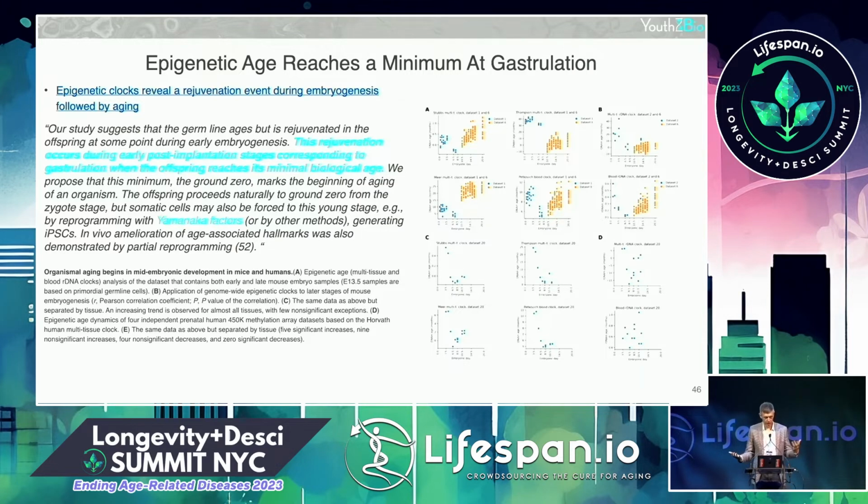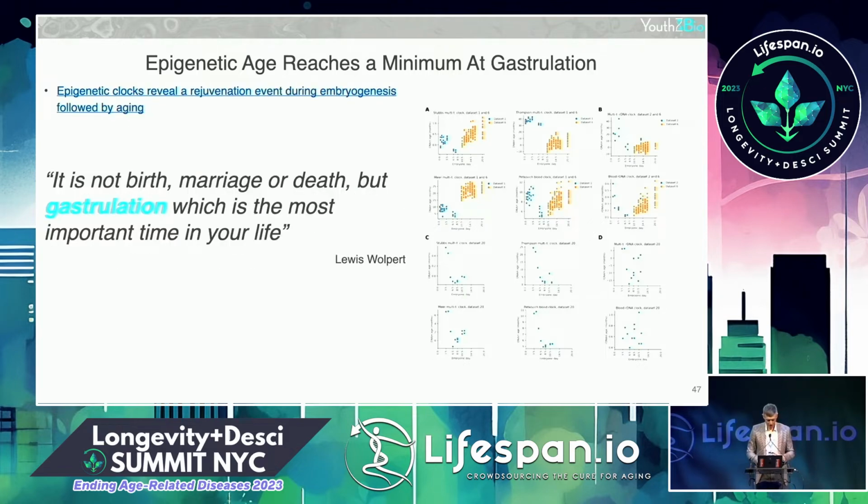And I can't help but wonder if the two processes might be connected, and maybe the same networks of genes responsible for the rejuvenation that we see during embryogenesis, triggered by OCT4 and SOX2 during the maternal to zygotic transition, could also be triggering some of the genes that produce the rejuvenation that we see during reprogramming. So this is one hypothesis that I have, and it gives new meaning to this quote that Oliver already quoted, that gastrulation is the most important time of your life.